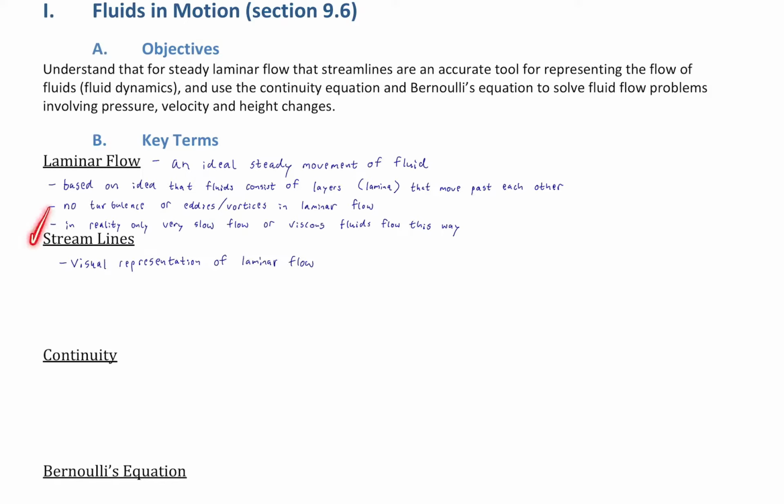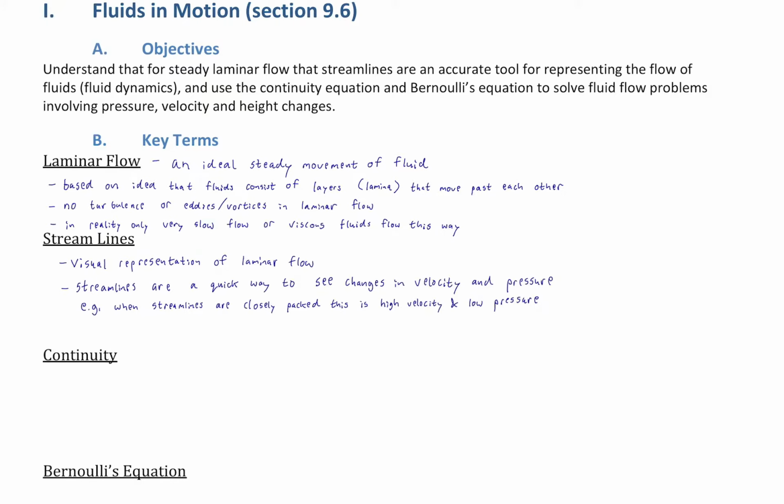So streamlines are the visual representation of laminar flow. Well, that's great. What do we use them for? Well, streamlines are a quick way to see changes in velocity and pressure. For example, when streamlines are closely packed, this is high velocity and low pressure. We'll talk more about why those two go together. But here's a little picture, right?